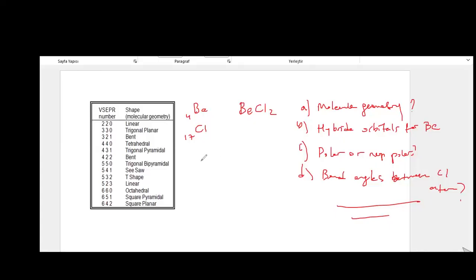Let's look at the question first of all. If you look at the beryllium atom, it has two valence electrons. Let's look at the chlorine atom. Each chlorine atom has seven valence electrons. So, in total, the valence electron number is 2 plus 2 times 7. So in total 16 valence electrons. As you can easily realize, the beryllium atom is the central atom.